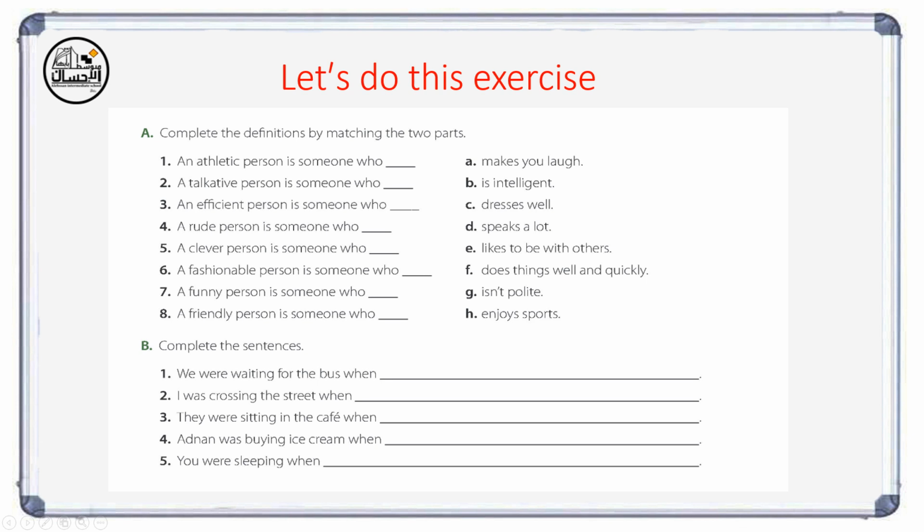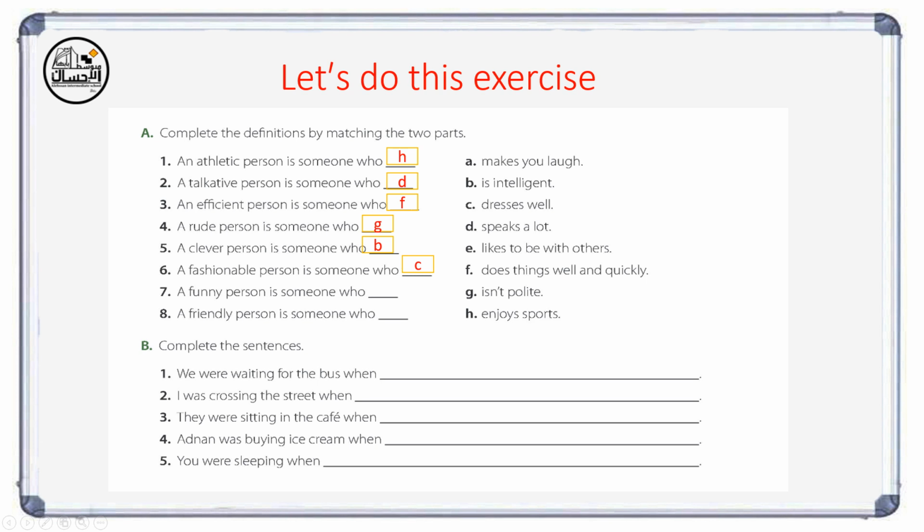An athletic person is someone who enjoys sports. Okay. Second example, a talkative person is someone who talks a lot. Okay, who talks a lot or speaks a lot. So this is here possibly a D. Okay, an efficient person is someone who does things well and quickly. A rude person isn't polite. Is a person or someone who isn't polite. A clever person is someone who is intelligent. A fashionable person is someone who dresses well, which is C.